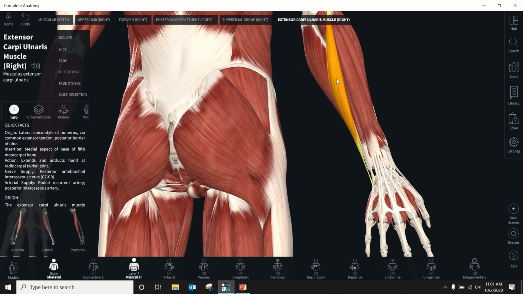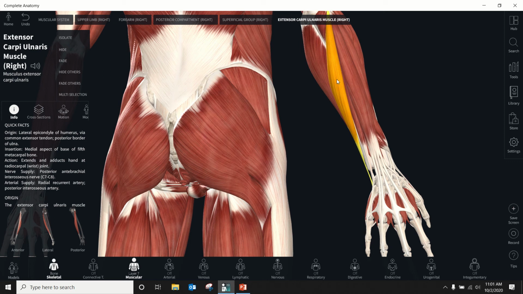Extensor digitorum and extensor digiti minimi are pretty easy to find on yourself. Again, all these muscles that we just talked about are superficial muscles. To find extensor digitorum, look at the posterior aspect of your forearm and just wiggle your fingers, digits 2 through 5, and you'll see its belly moving around underneath your skin. Same kind of thing: if you make a fist and then extend your 5th finger and wiggle it, you'll see its little belly contracting.